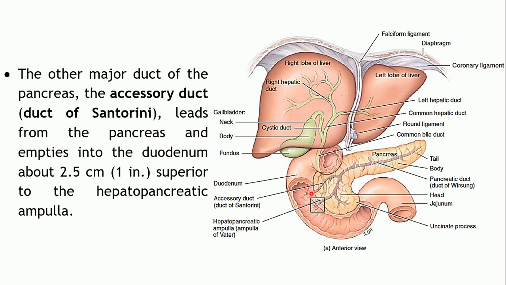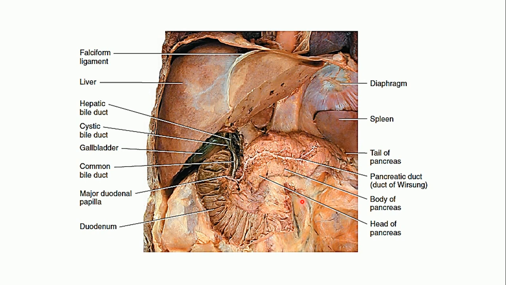Now the opening of this accessory duct lies just 2.5 centimeter superior to the opening of the hepatopancreatic ampulla. So it's lying nearby to this opening of the hepatopancreatic ampulla, but it's just 2.5 centimeter away from it. So both of these will open into the duodenum and carry the pancreatic juice, as well as the bile, which is also secreted by the hepatopancreatic ampulla into the duodenum.